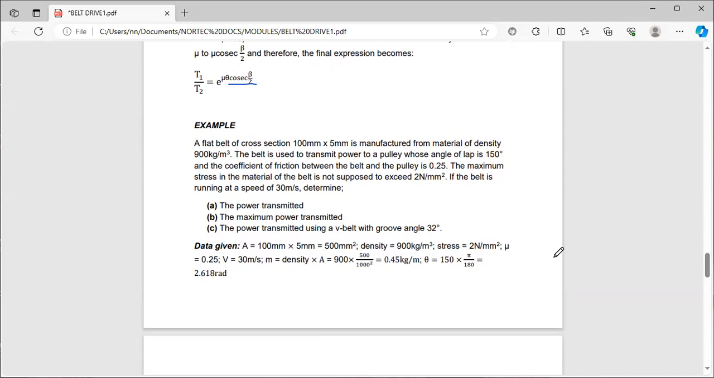So we can organize our information. The area is 5 by 100. So what we have here is the cross section of this belt, which means we have a similar situation like that, where the thickness of the belt is here, that's your 5. The width here, this is the 100 millimeters, so this is 100.